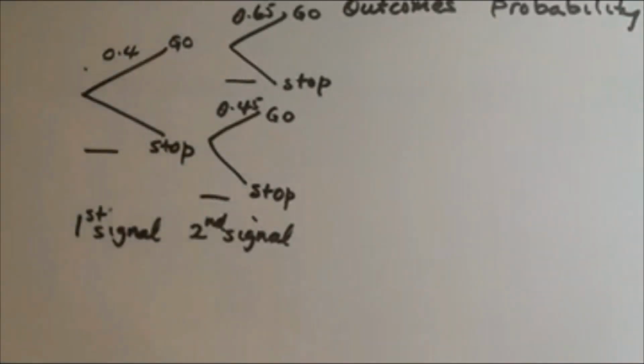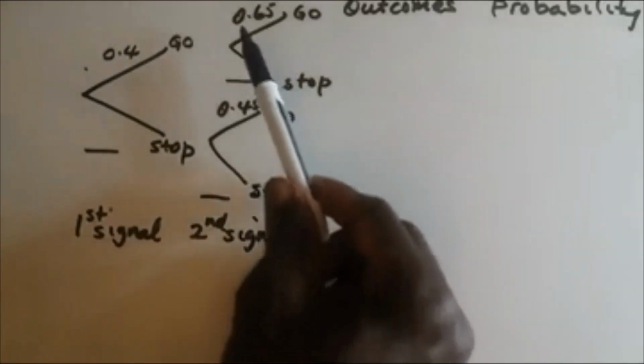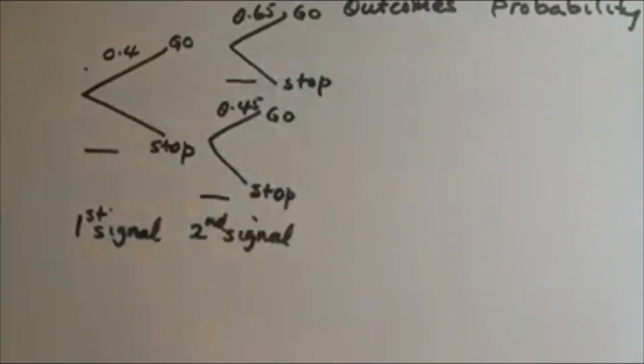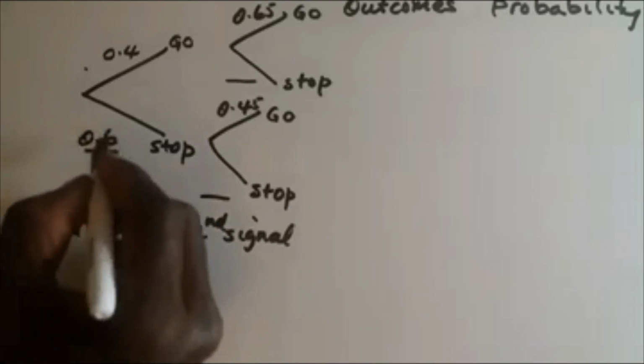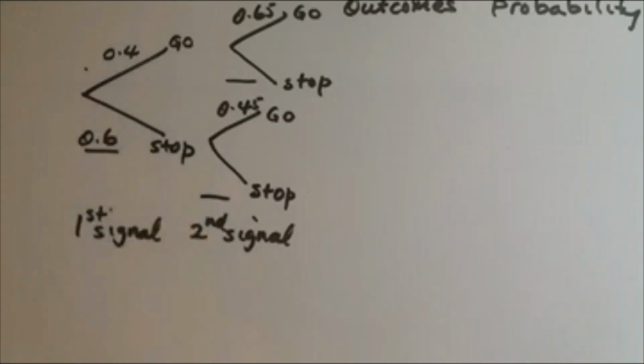Hi, here's our probability tree, which concerns the go and stop signals. We have the first signal, which comprises 0.4, and then we have the second signal, which we have probabilities of 0.65 and 0.45. We need to complete the stop probabilities. So if this is 0.4, then the stop must be 0.6, since our probability must be 1, the total for both go and stop should be 1.